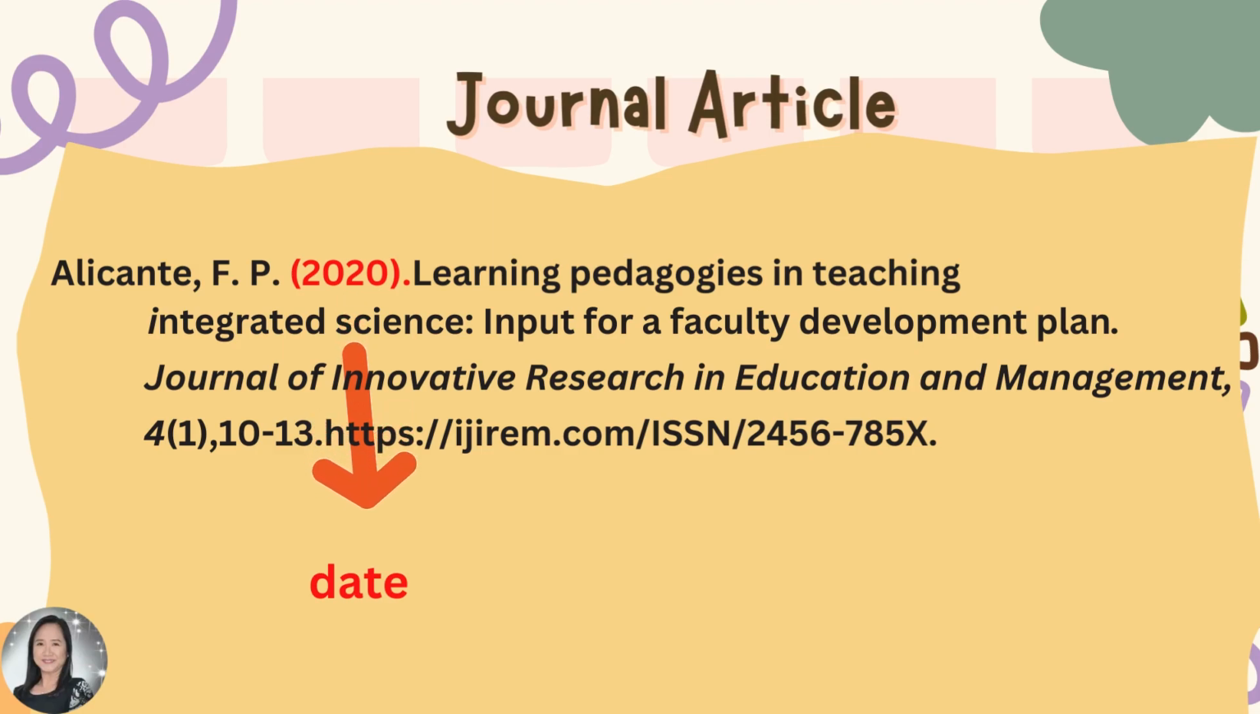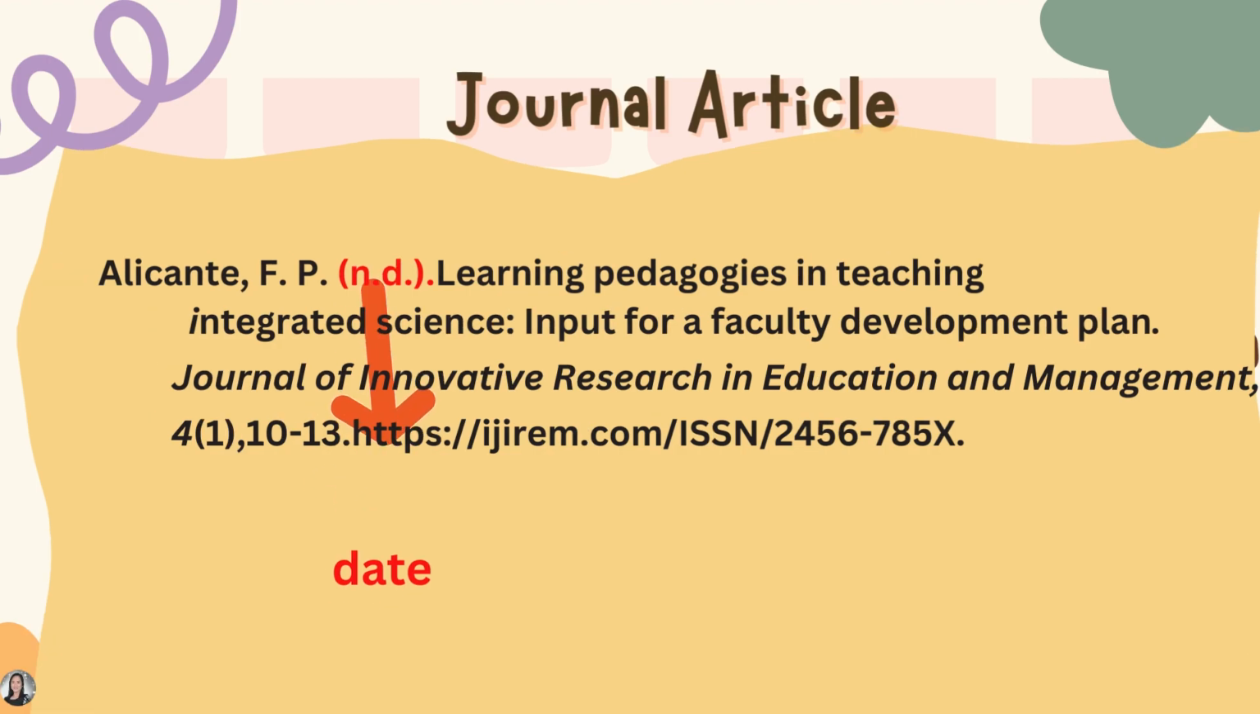Another part of a reference list answers the question when. When is the article published? And this refers to the date. In our example, the date is 2020. And how is the date written? It is enclosed with a parenthesis, then period. In some instances, you cannot see the date of publication. So just write N period, D period, which means no date, and close in a parenthesis, followed by a period.